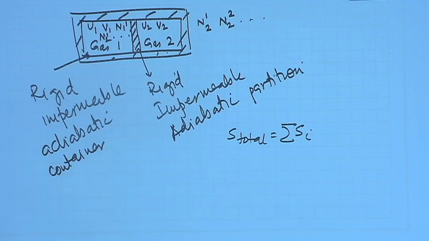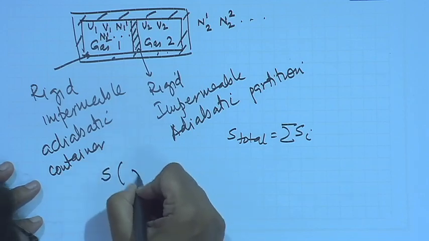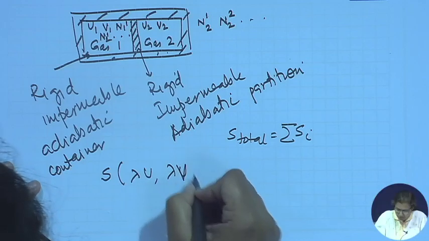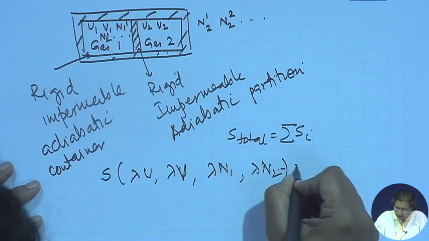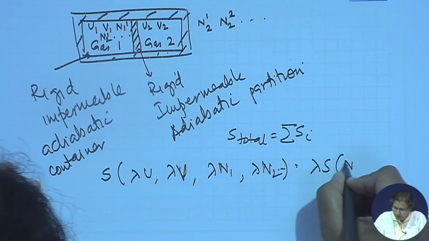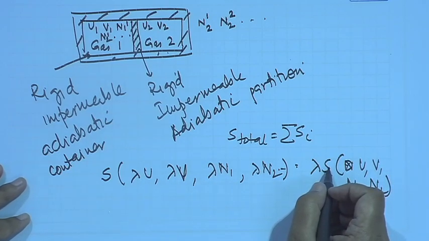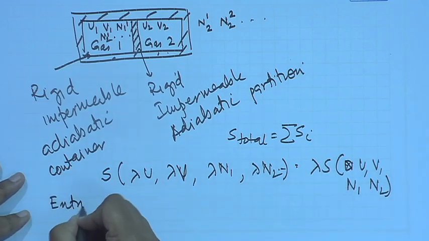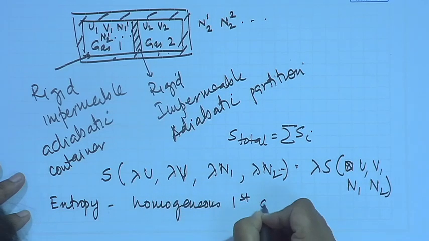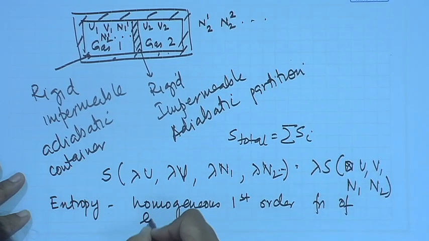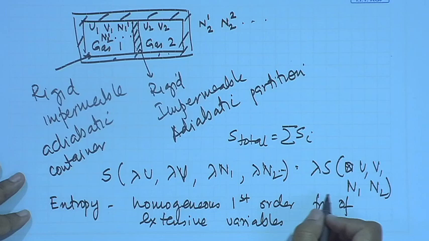So, therefore, what does it imply? The first order function implies that if I increase each extensive parameter by an equal factor lambda, then my entropy increases by the same factor lambda. So, this is the first thing. We find that for a system, entropy is a homogeneous first order function of extensive variables. These facts help us to calculate entropy of the different systems.